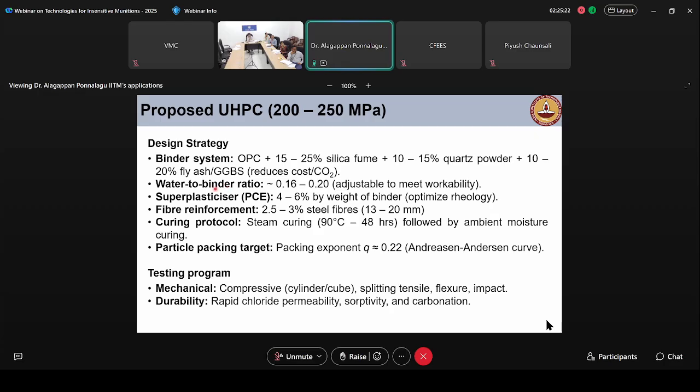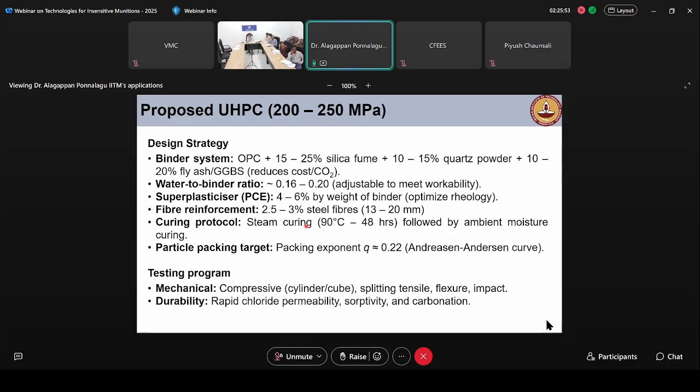Likewise, for the water to binder ratio, the range is around 0.16 to 0.2, which we need to optimize. This is where most of the optimization will come into play. What will be the extent of superplasticizer which we add? What will be the fiber reinforcement percentage and the curing protocol? Once the concrete has been made, how do we cure it? And finally, particle packing: we are going to use the Andreasen and Andersen curve, where the factor is going to be 0.22.